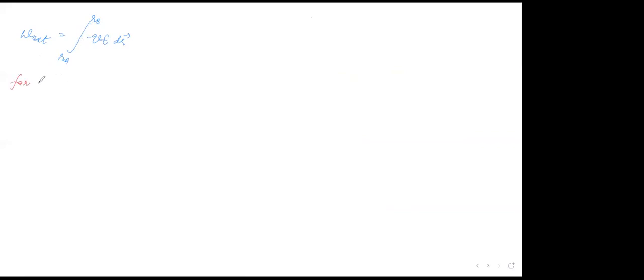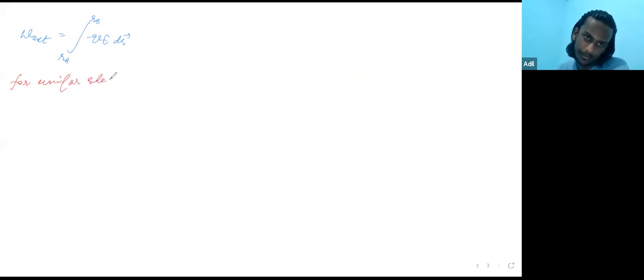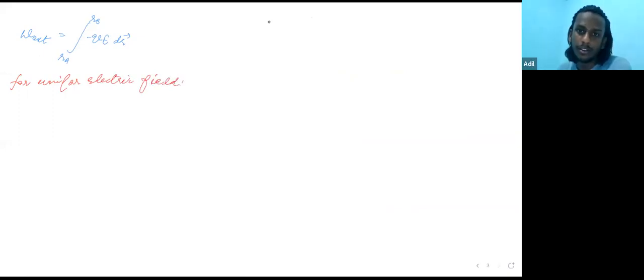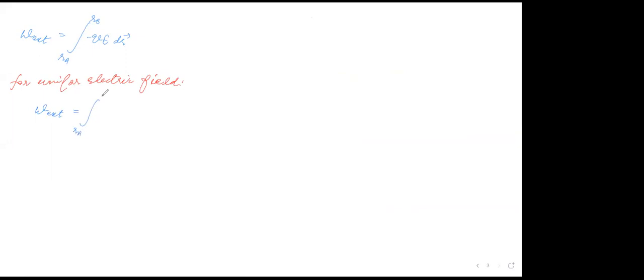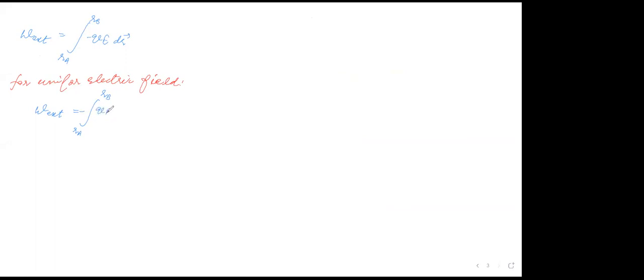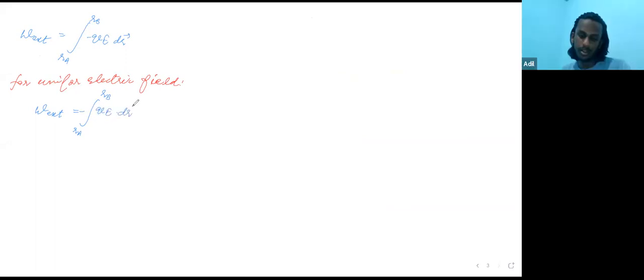Now you can write here for uniform electric field. What is a uniform electric field? We can write again W external is equal to the integration from RA to RB of minus QE dot dr, right?